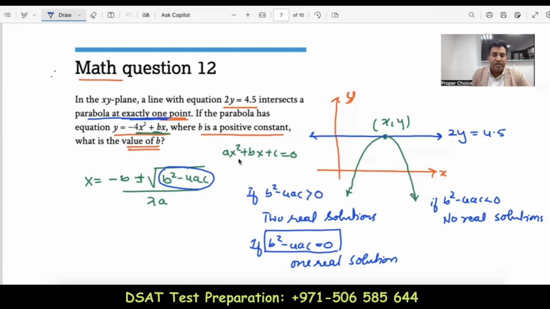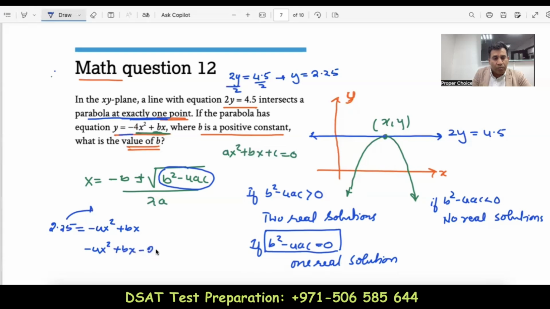Before that, let's combine this into a quadratic form. As they said, 2y equals 4.5. From this, solve for y by dividing by 2 on either side. That gives us y equals 2.25. This value of y you can substitute in this equation, and it turns out to be 2.25 equals negative 4x square plus bx. Rearrange the terms by taking the constant to the other side.